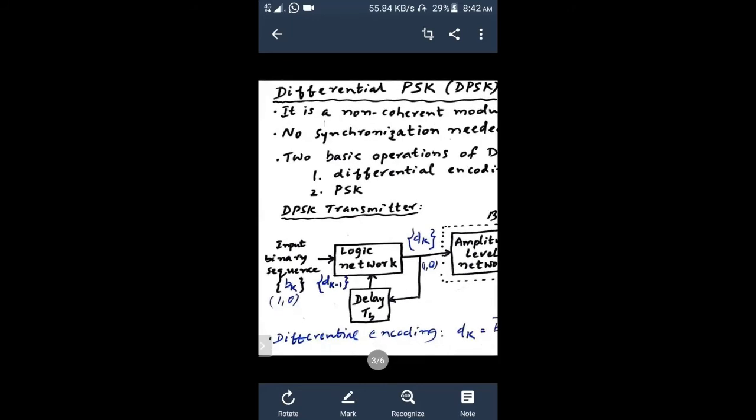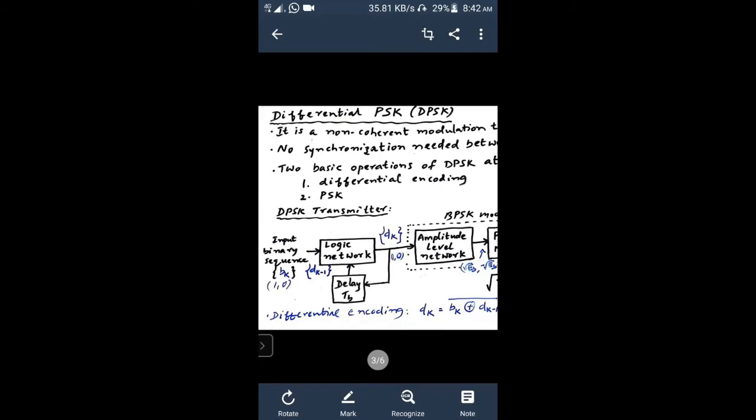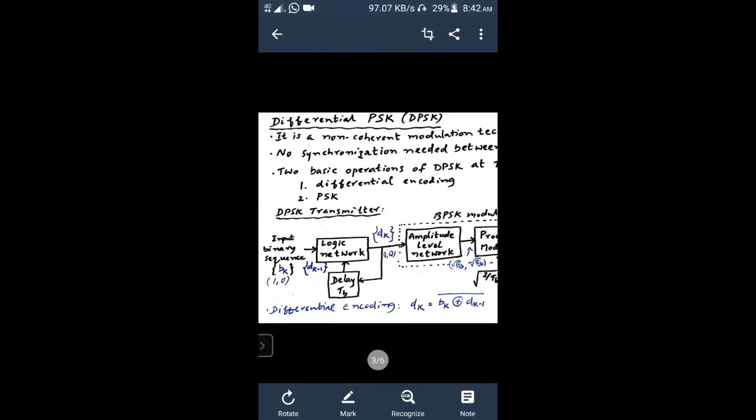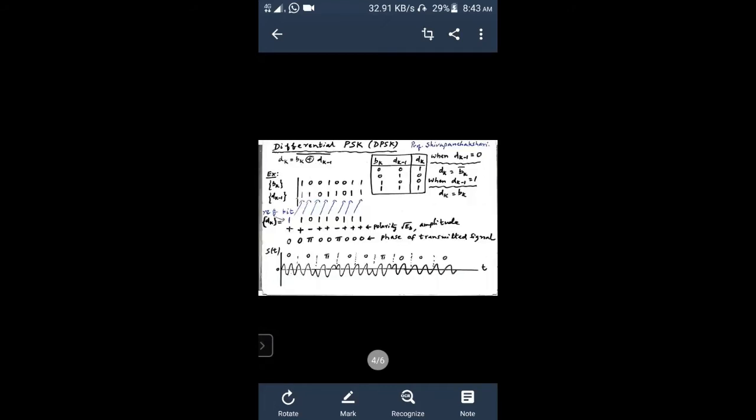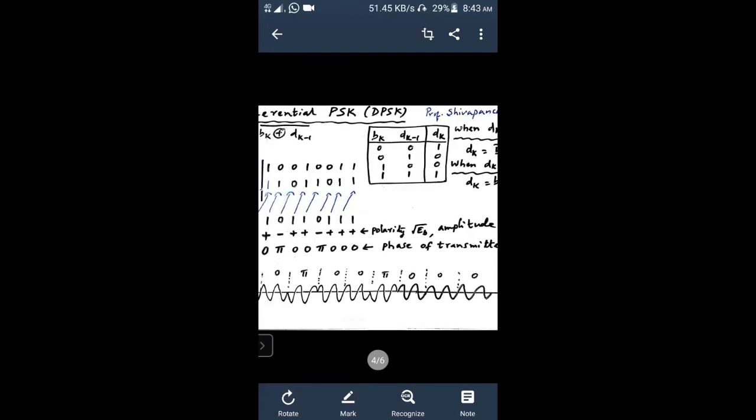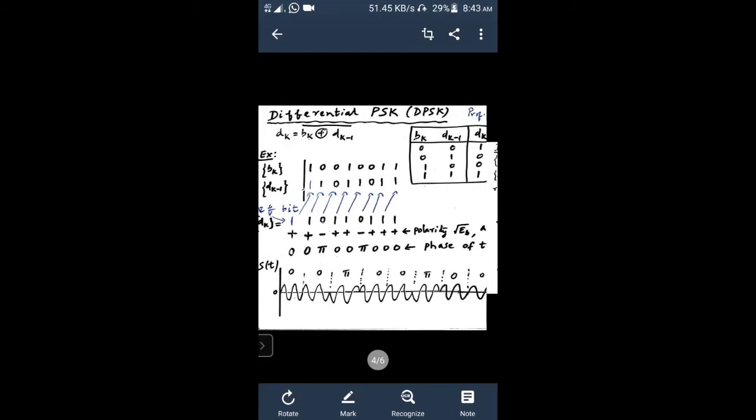If I ask you what DPSK is and how it is different from PSK, it's simple. DPSK is the same as your PSK, except for this extra logical operation called differential encoding. That means before doing modulation, the input sequence has to be encoded properly, right? The block diagram is explained here in another way.